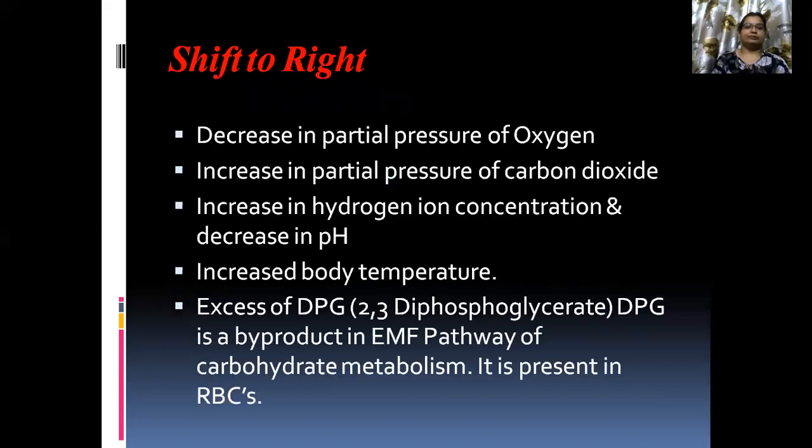Shift to right: decrease in partial pressure of oxygen, increase in partial pressure of carbon dioxide, increase in hydrogen ion concentration and decrease in pH, increased body temperature, excess of DPG, meaning 2,3-diphosphoglyceric acid, phosphoglycerate. DPG is a byproduct in the EMP pathway of carbohydrate metabolism. It is present in RBCs.